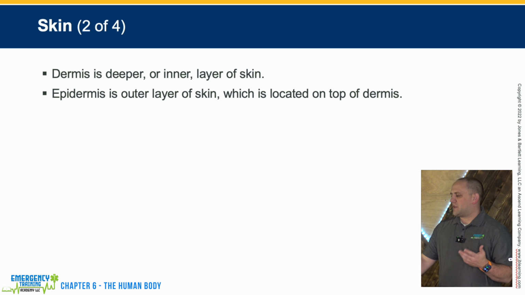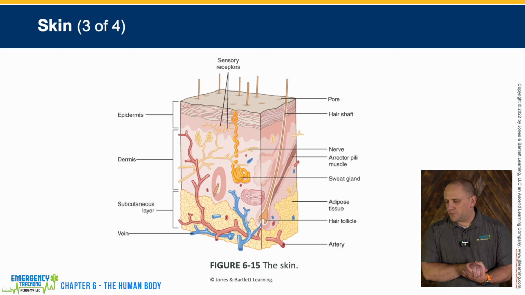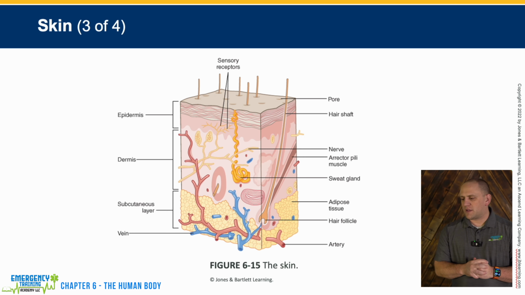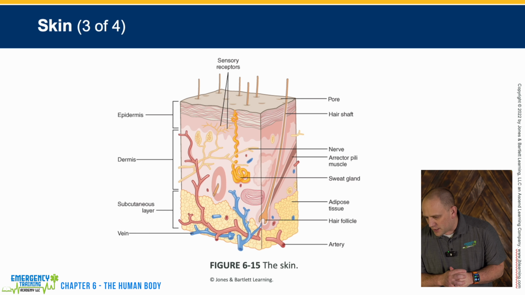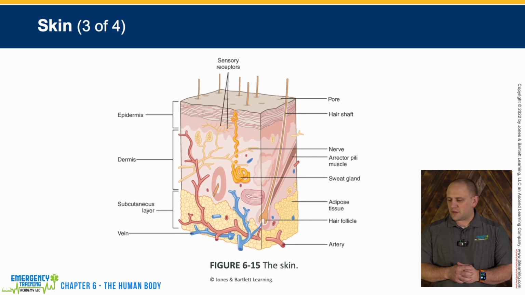So there's different layers of the skin. We have the dermis, which is the deeper layer, and then the epidermis. Here's a little diagram showing you the different layers. So you can see the epidermis is kind of a thinner layer on top. And then once we get down into the dermis, that's where you're able to actually see that we have nerve endings. This is where our sweat glands are. We have our adipose tissue, which is our fat.